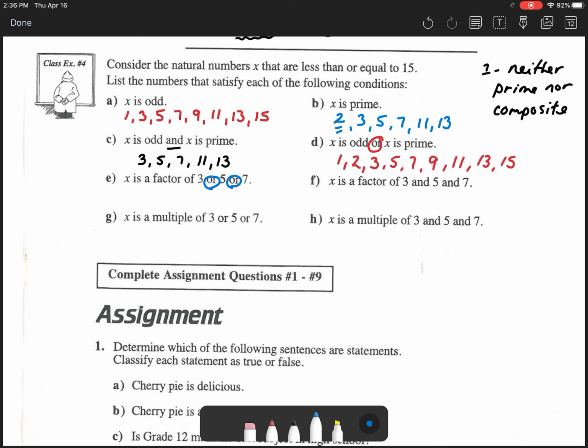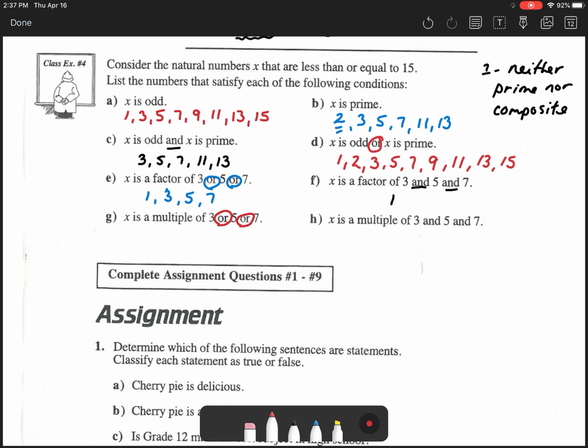Okay. Next, x is a factor of 3 or 5 or 7. So it doesn't have to be a factor of all of them. It only has to be a factor of one of them. So for example, 1 is a factor of all of them. 3, well, that's a factor of 3. 5 is a factor of 5, and 7 is a factor of 7. So any of those numbers in that list are a factor of 3 or 5 or 7. Okay. Next, x is a factor of 3 and 5 and 7. So it has to be a factor of all of them. So the only number that is a factor of all of them, okay, is the number 1.